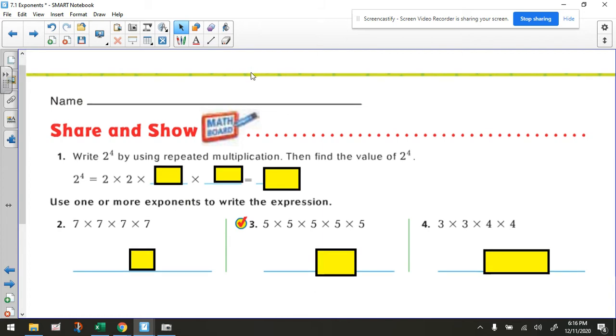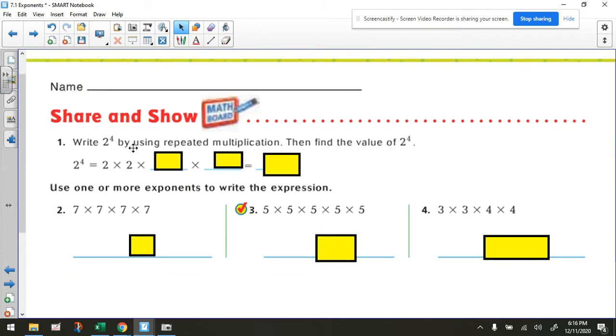We may come back. So for the share and show, the directions here say write 2 to the 4th power by using repeated multiplication. Then find the value of 2 to the 4th power. So remember, this means that we have 2 as the base, and we have to have that written out 4 times. So we already have it twice. We need it 2 more times.